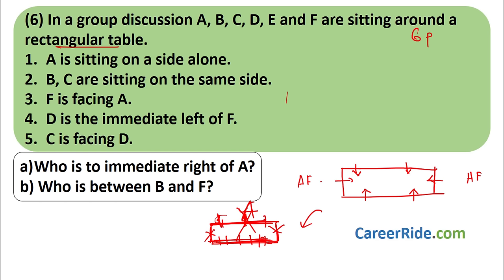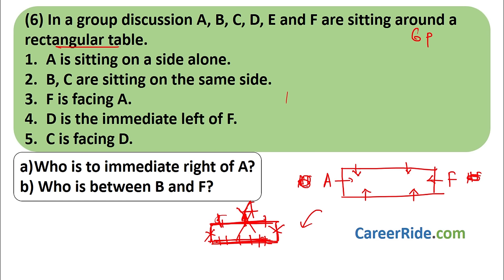D is to the immediate left of F. Okay, again, we cannot place it. C is facing D. Now, the problem arises that we are not able to fix any one point. Just like circle, start at any point. Okay. Assume that A is over here. So F will come over here, right? Because we know F is facing A.